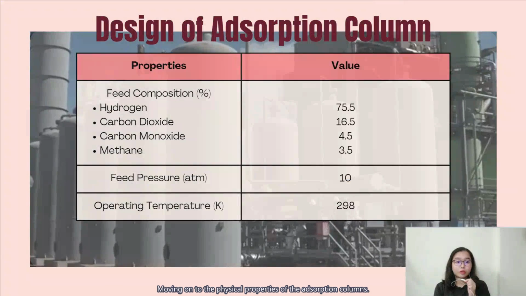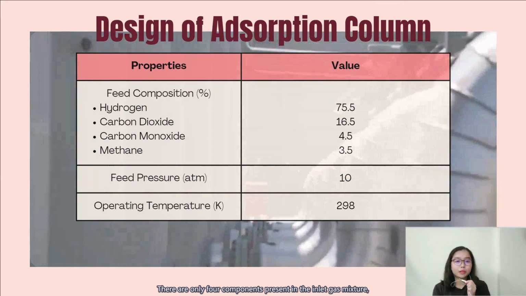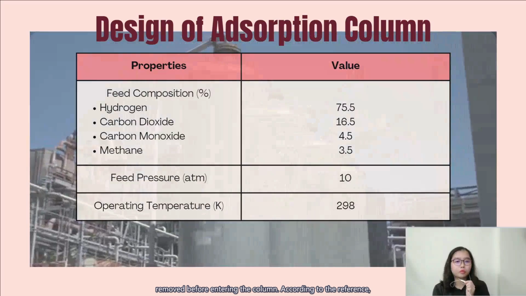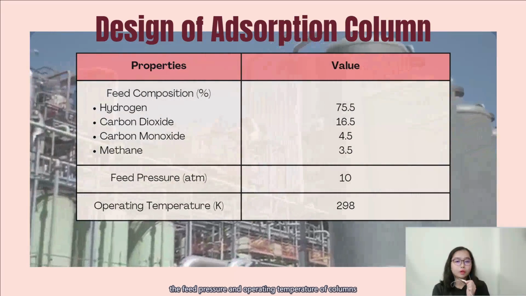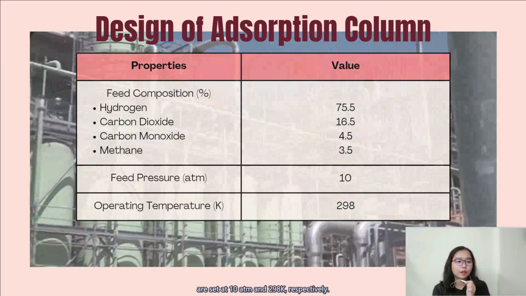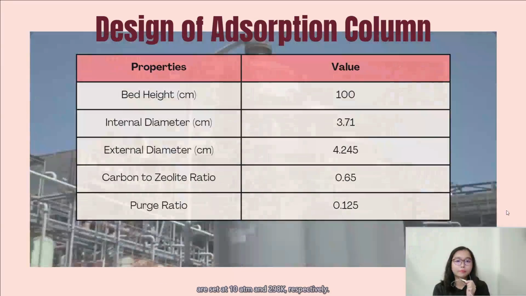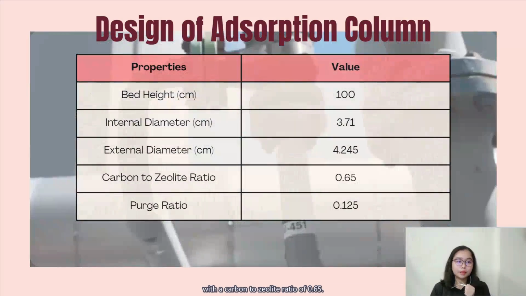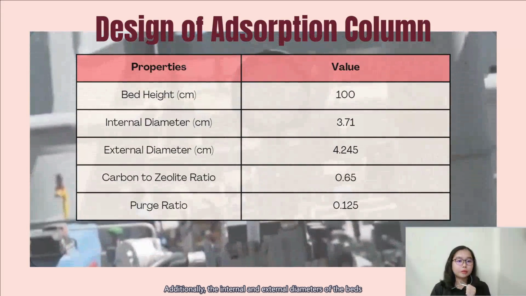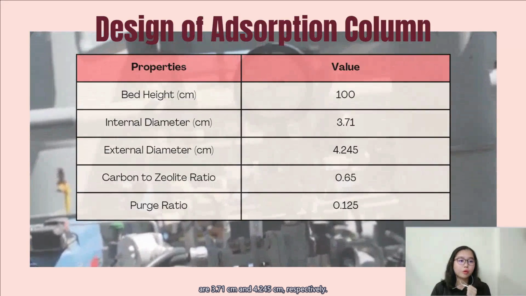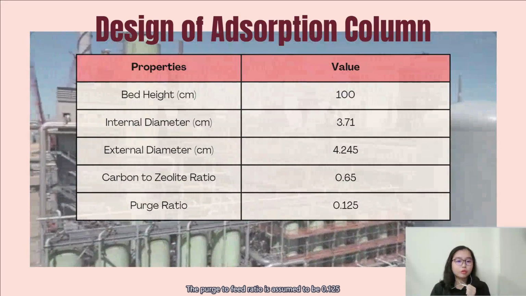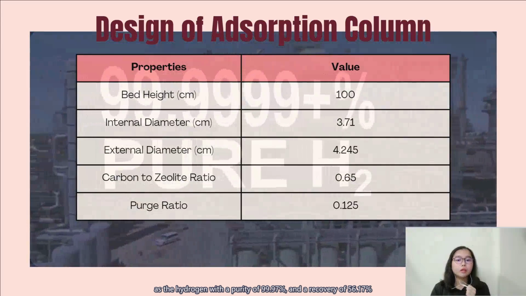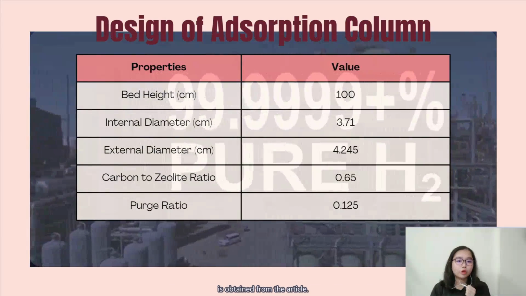Moving on to the physical properties of the adsorption columns, there are only 4 components present in the inlet gas mixture, which are H2, CO2, CO, and CH4, as the water is assumed to be removed before entering the column. According to the reference, the feed pressure and operating temperature of the columns are set at 10 atm and 298 Kelvin respectively. Next, the height of the adsorption beds is 100 cm with a carbon to zeolite ratio of 0.65. Additionally, the internal and external diameters of the beds are 3.71 cm and 4.245 cm respectively. The purge to feed ratio is assumed to be 0.125, with hydrogen purity of 99.90%. A recovery of 56.17% is obtained from the article.